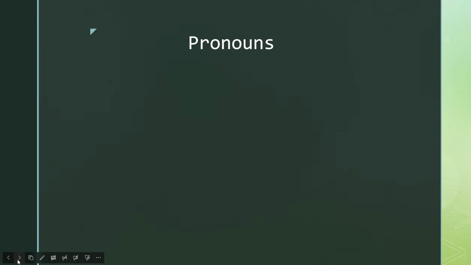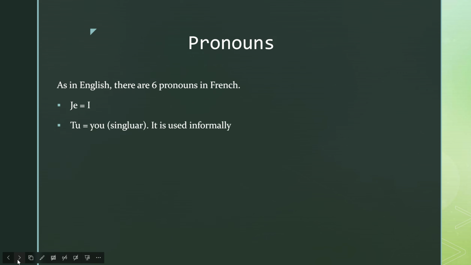Pronouns. As in English, there are 6 pronouns in French. Je, which means I. Tu, which means you singular, and you use it informally. This is the difference between tu and later I'll show you vous.